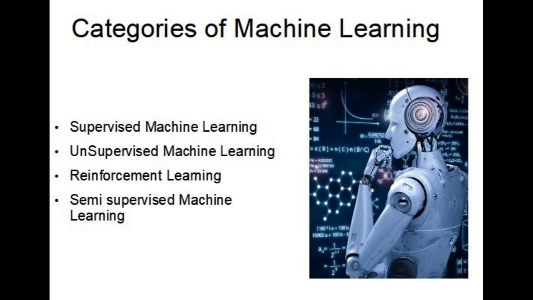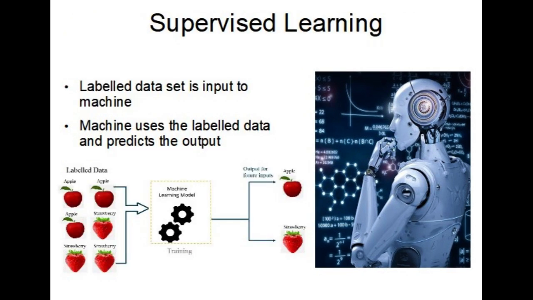Let us talk about several categories of machine learning. The categories are supervised learning, unsupervised learning, reinforcement learning, semi-supervised learning. In supervised learning, labeled data is input to the system, which means the machine is aware of the type of data and the outputs expected well before, and the entire challenge is to identify correctly.